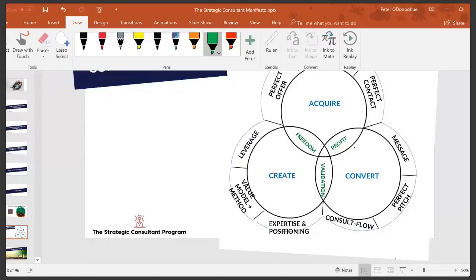So we've got 3 core areas of creating your strategic consulting business model. First of all, create. Within create, we've got the value model and method, and we're going to cover that in detail on the webinar today. Alongside the creation of your value model and method, you also need to create your expertise and positioning.